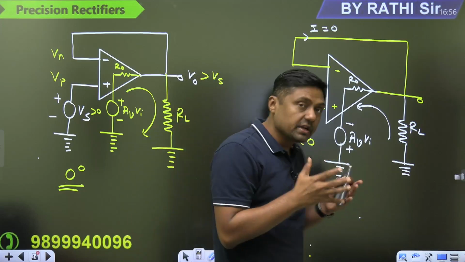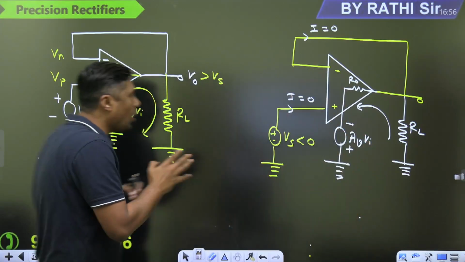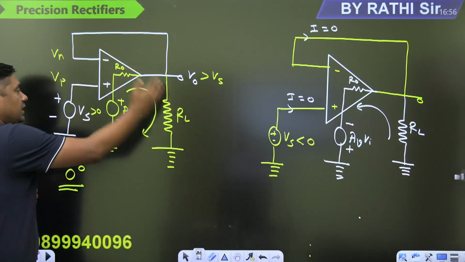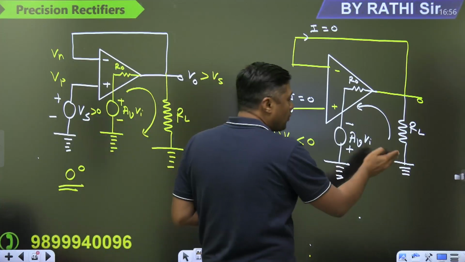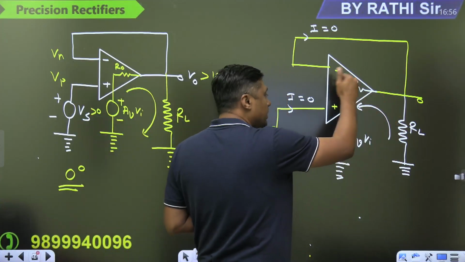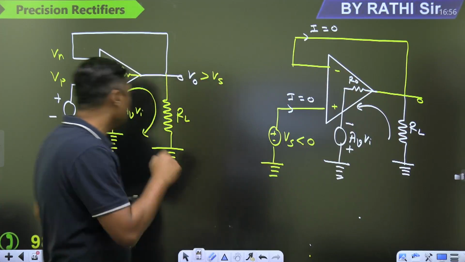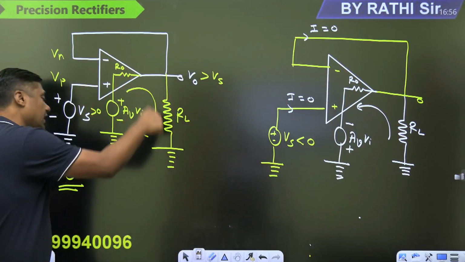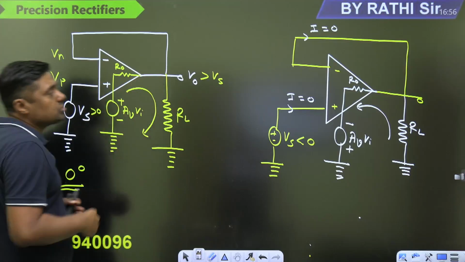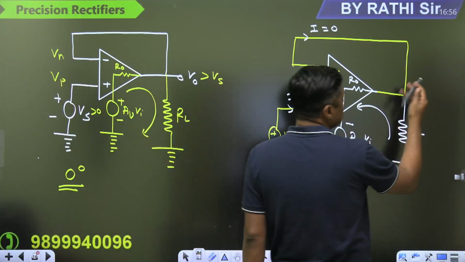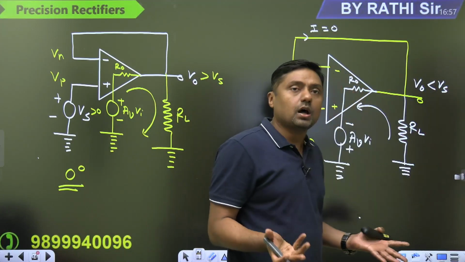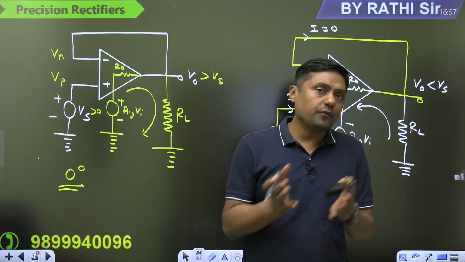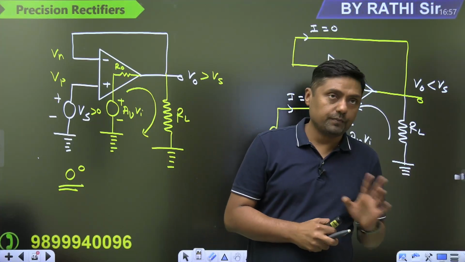So try to understand. For the positive half, the OpAmp will give the current in the downward direction. For the negative half, the current will move from ground through RL into the operational amplifier. It will maintain the positive voltage, it will maintain the negative voltage. And that is the reason we are getting the output during the positive half as well as during the negative half.